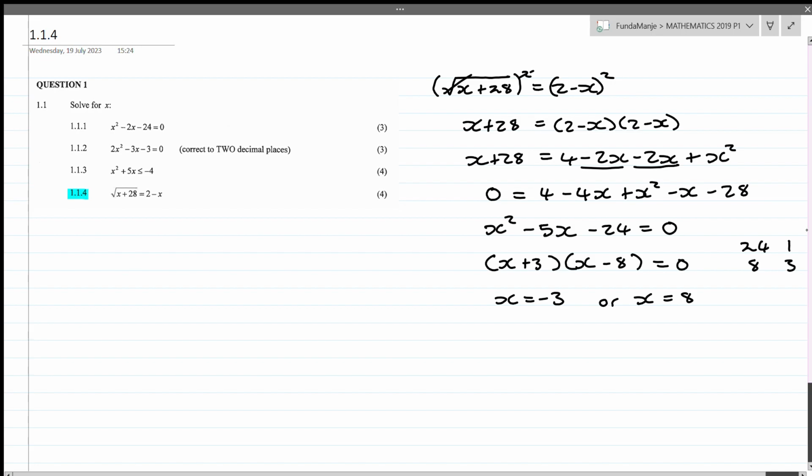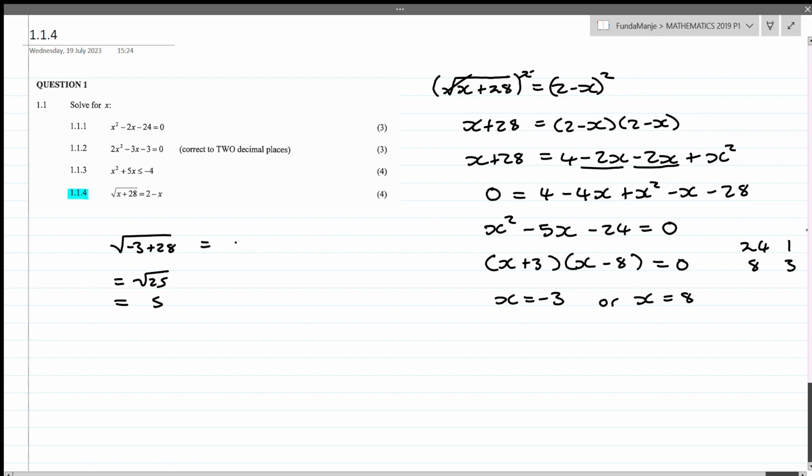But then again, we started off with a square root, which means one of our answers might not work. So we need to substitute our answers back into the equation itself. If you take minus 3 first, I'm going to replace x with minus 3 plus 28. Then this is going to give me 28 minus 3, that's 25, which gives me 5. And that's on this side.